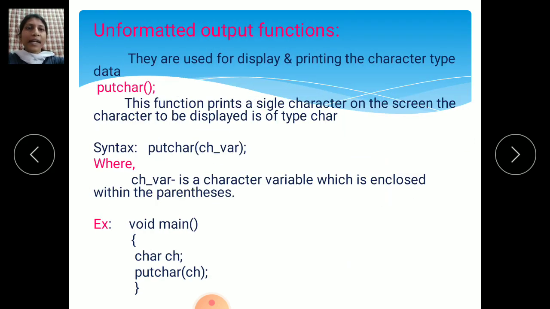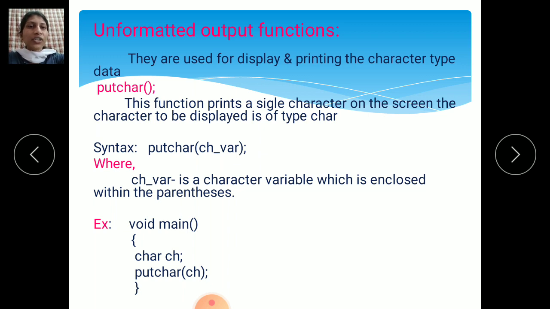Then unformatted output functions. Which are the unformatted output functions? See here, getchar and gets are the unformatted input functions, and the unformatted output functions are putchar and puts. They are used for displaying and printing character type data.